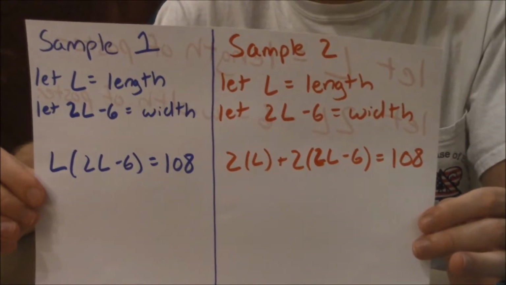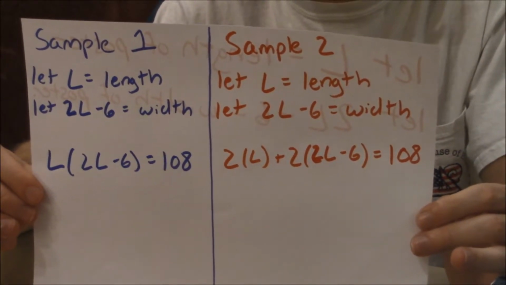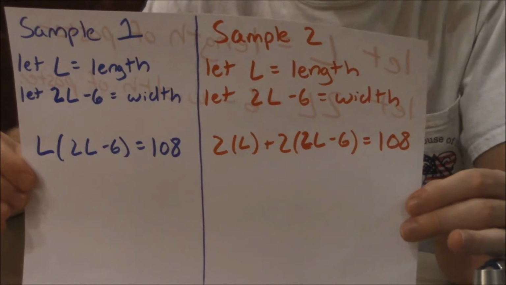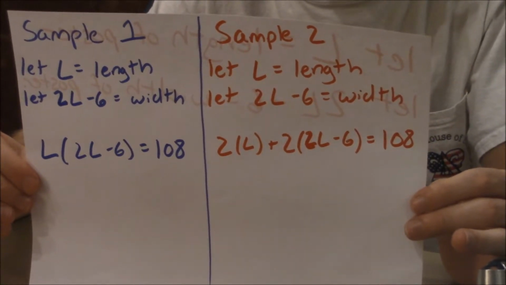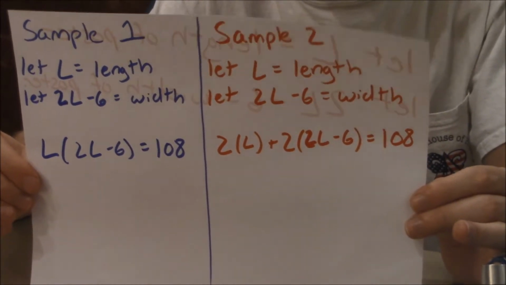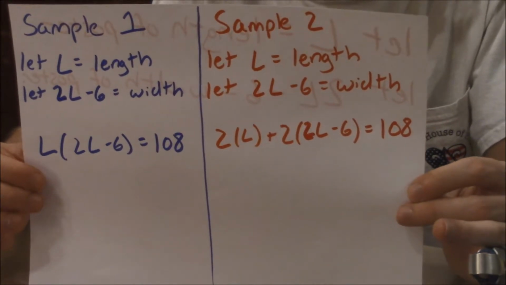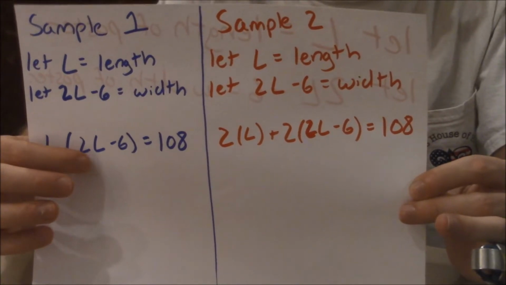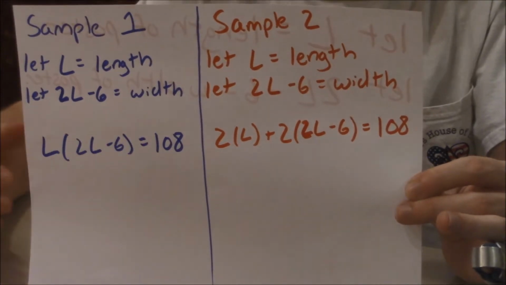What we should have found here is that sample 1 is correct. Sample 2 shows how we would set this problem up if 108 was the perimeter. Sample 1 shows us doing the length times the width to get the total area of 108 square inches.